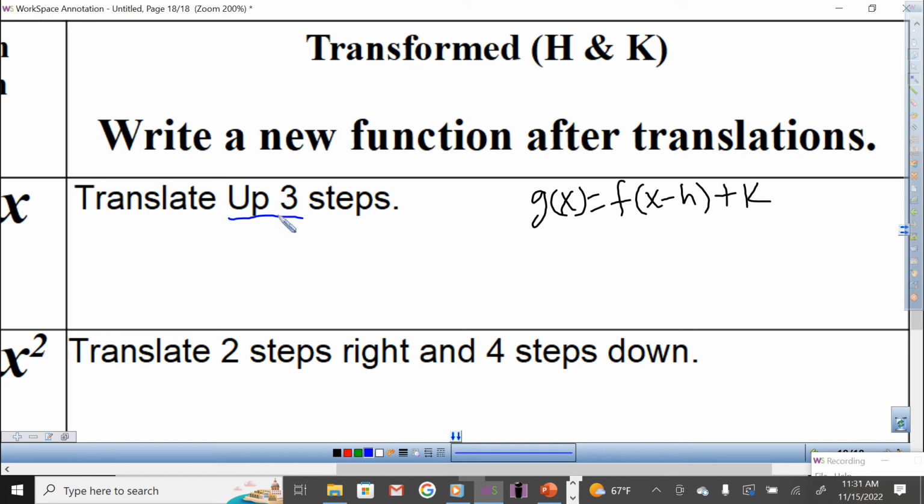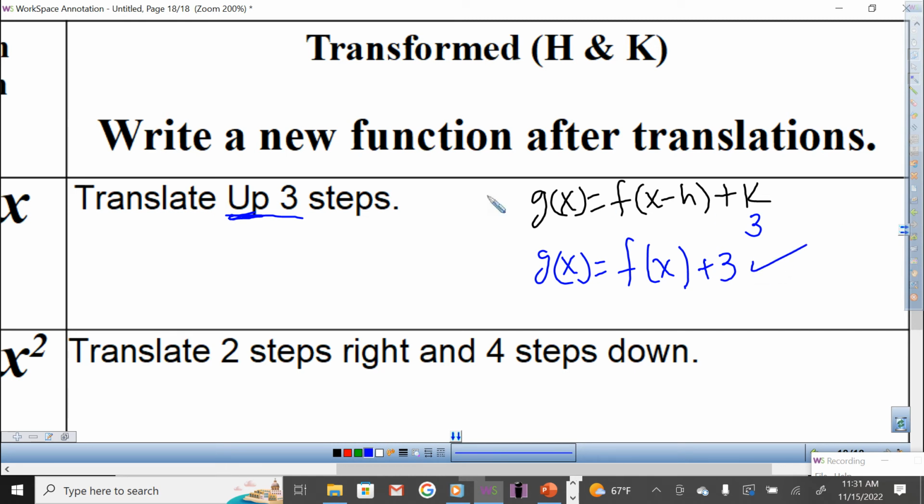All right, Valente, where am I going to substitute the 3? K is correct because that's for up and down. And this one is going what? Up. So once I have that, I'm going to rewrite this. G of x equals f of x. I no longer need the h because we didn't move it side to side. And then plus 3. And that's how you rewrite your function already transformed.